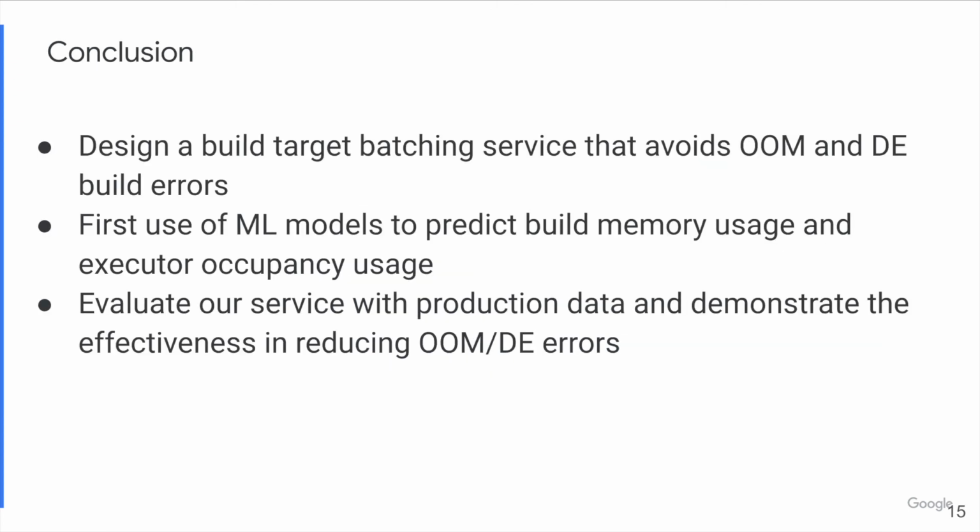So in conclusion, we design a build target batching service that avoids out of memory and deadline exceeded build errors, and we are the first to use a machine learning model to predict build memory usage and executor occupancy usage. And finally, we evaluate our service with production data and demonstrate the effectiveness in reducing the out-of-memory and deadline exceeded errors.